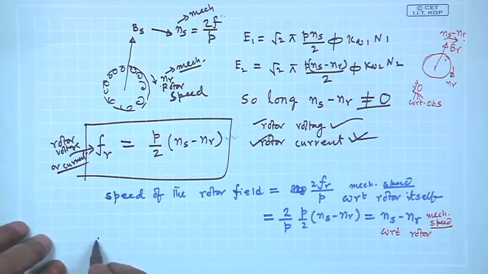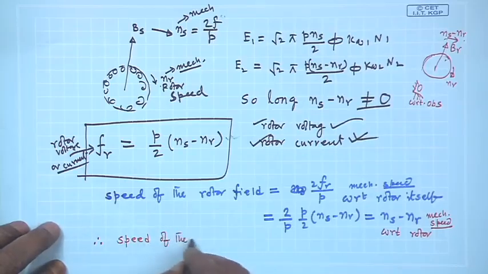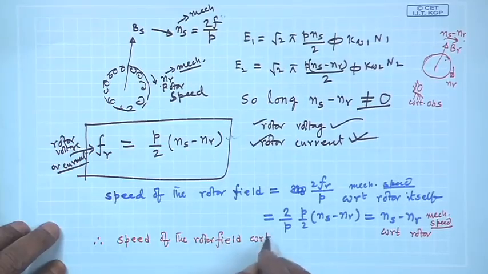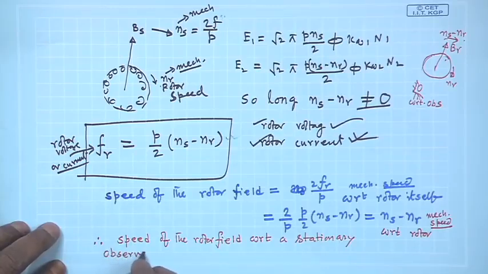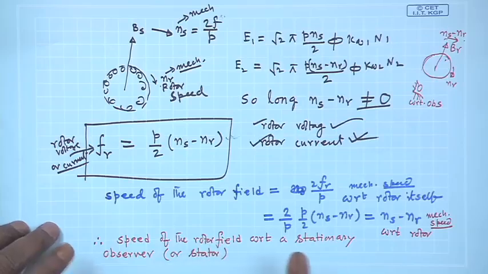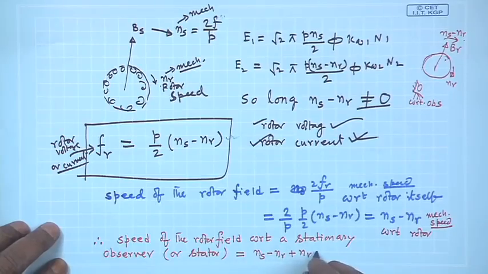Therefore, the conclusion is, the speed of the rotor field with respect to a stationary observer, or in this case the stationary observer and the stator structure are one and the same thing, both of them are not moving, will then be equal to Ns minus Nr plus Nr, and that will be Ns.